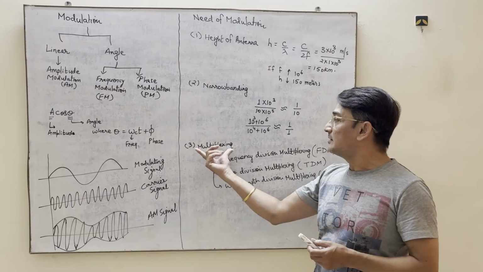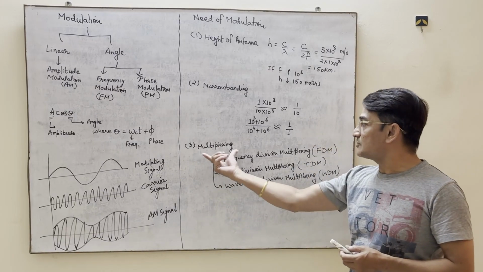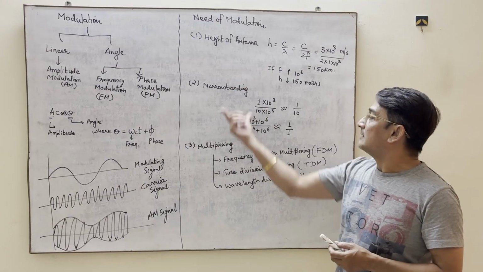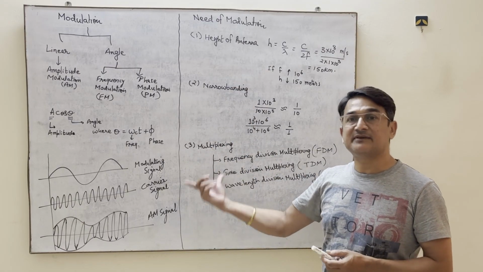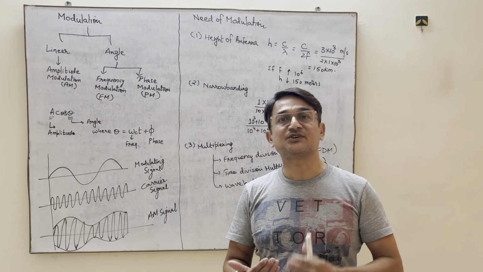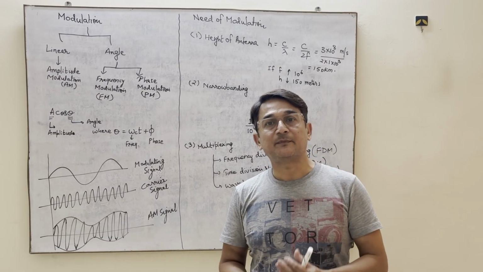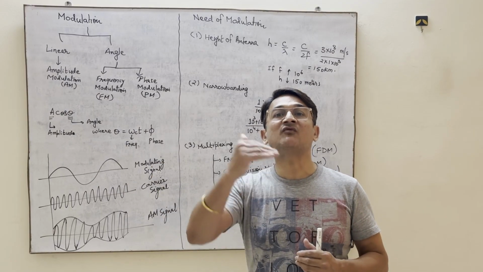And the last but very important aspect is multiplexing. This multiplexing is basically of three types. First, I will tell you the definition of multiplexing. Multiplexing means simultaneous transmission of multiple signals. That means through a single communication channel, you are transmitting more than one signal.